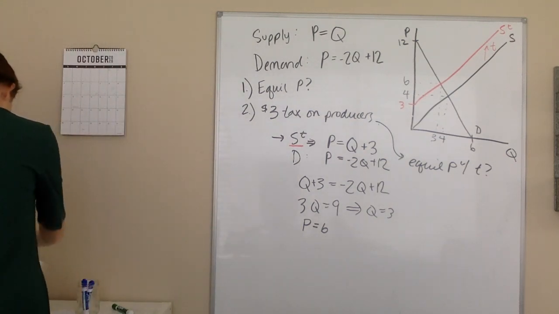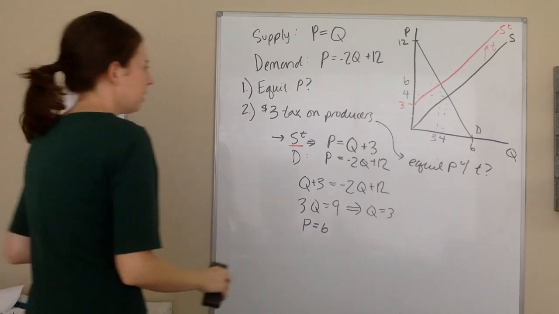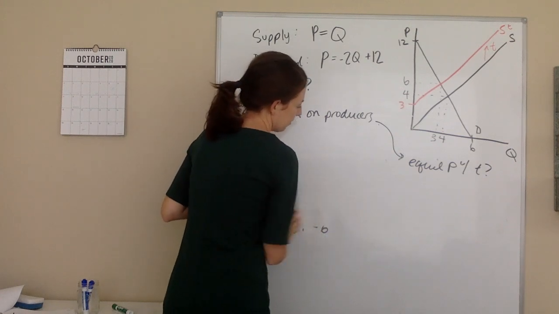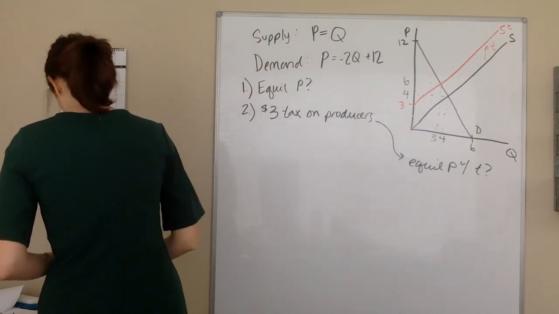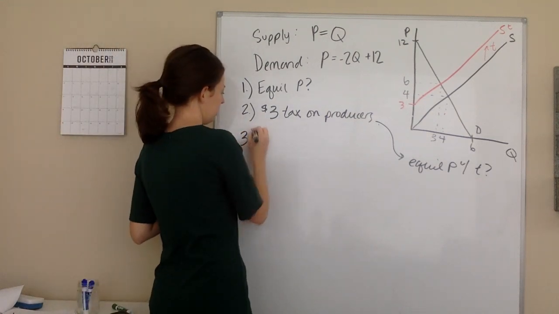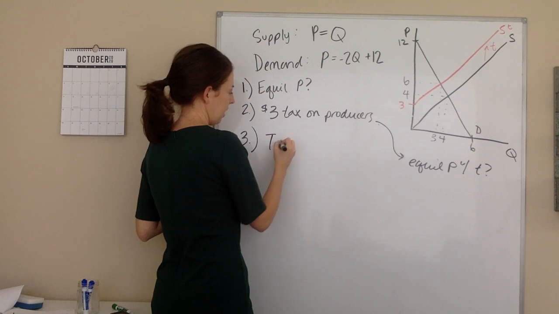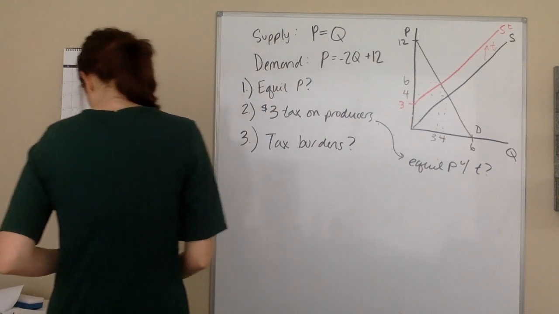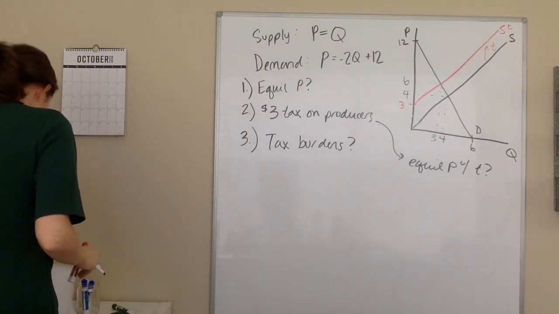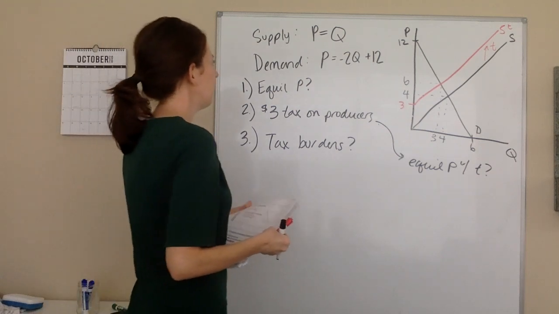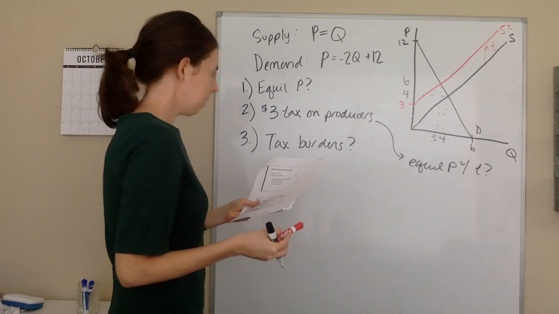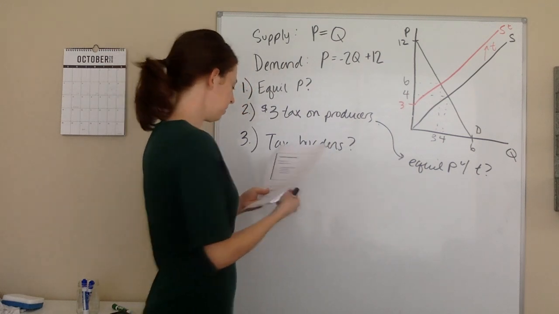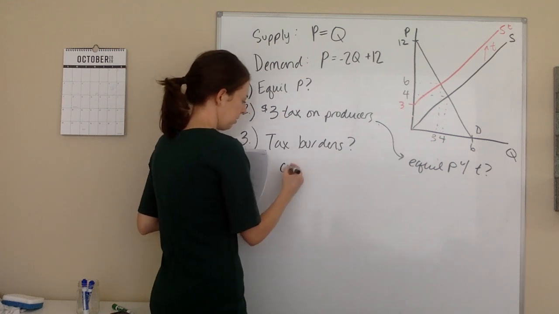Now let's think about the tax burdens. Question 3 is, what are the tax burdens? Let's start with the consumers. They're a little bit easier to think about. So for the consumers, we'll put the consumer burden.